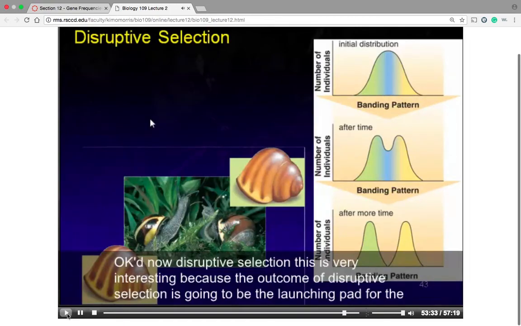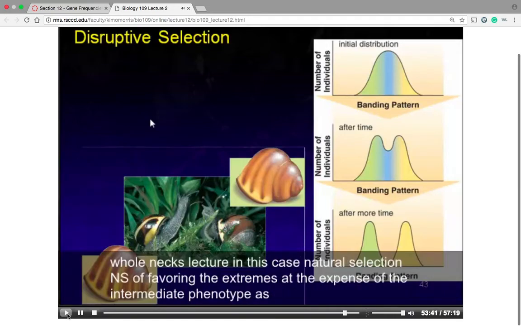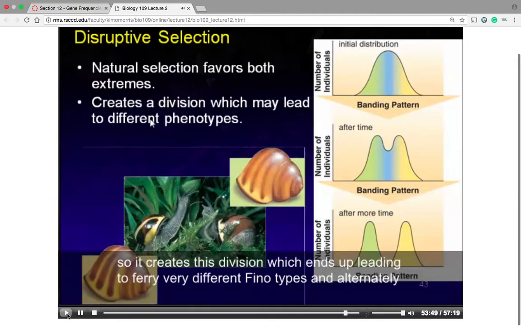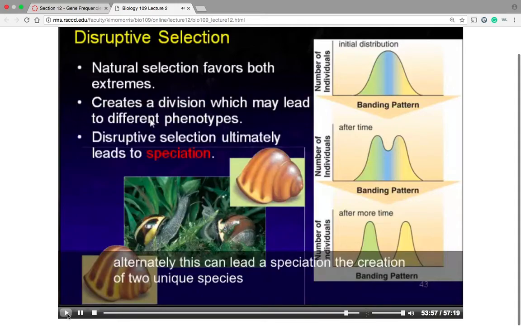Okay, now, disruptive selection. This is very interesting because the outcome of disruptive selection is going to be the launching pad for the whole next lecture. In this case, natural selection ends up favoring the extremes at the expense of the intermediate phenotypes. So it creates this division which ends up leading to very, very different phenotypes, and ultimately, this can lead to speciation, the creation of two unique species.